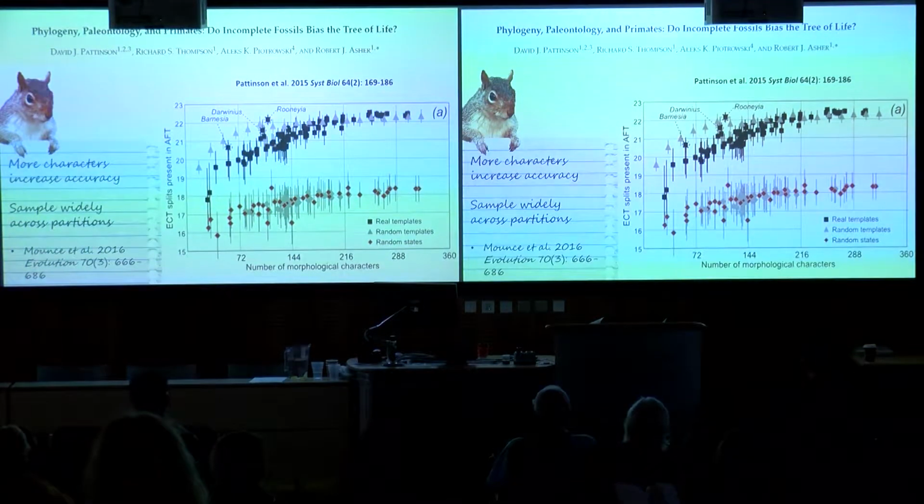Furthermore, if you allocated character states to a template randomly, shown here in red, it performed much more poorly than the real fossil did. And finally, they found that the more partitions a template sampled, the better its performance again. So all in all, this suggested that fossils were quite good if you sampled across many different character partitions. And this particular result was supported in a study by Mans, Sansom, and Wills, who also advocated sampling characters widely across partitions.